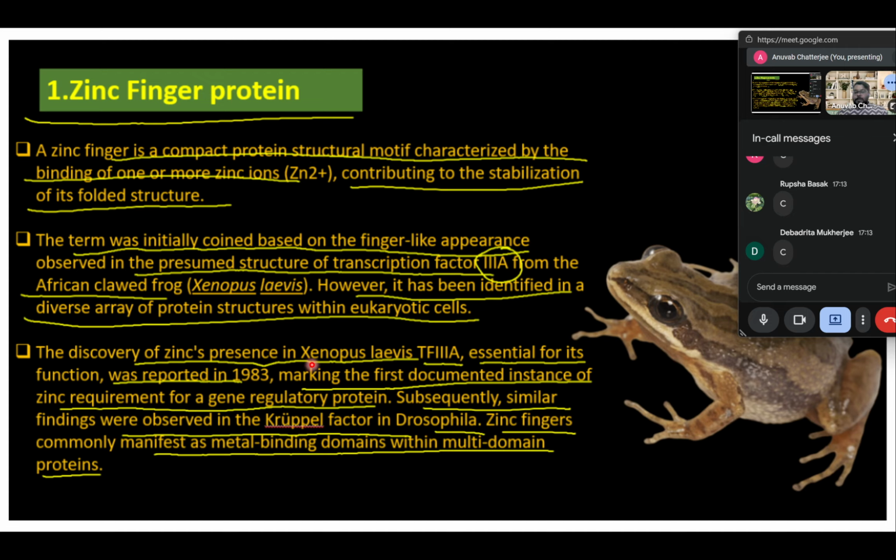The discovery of zinc's presence in Xenopus laevis transcription factor 3A, which is essential for its function, was reported in 1983, marking the first documented instance of zinc requirement for gene regulatory proteins.